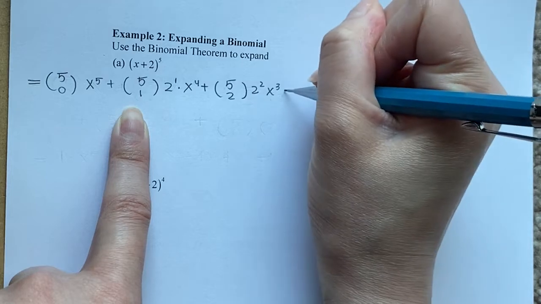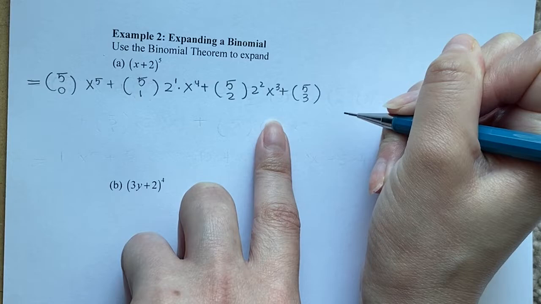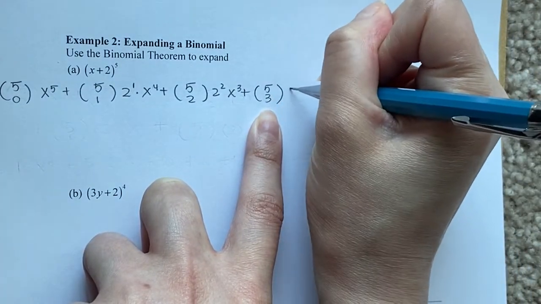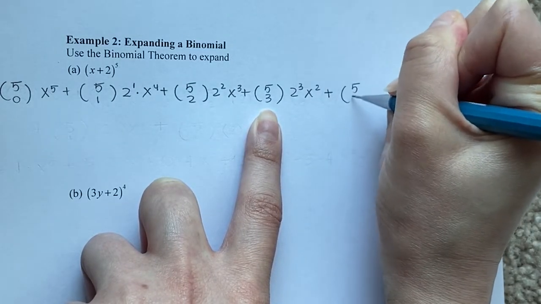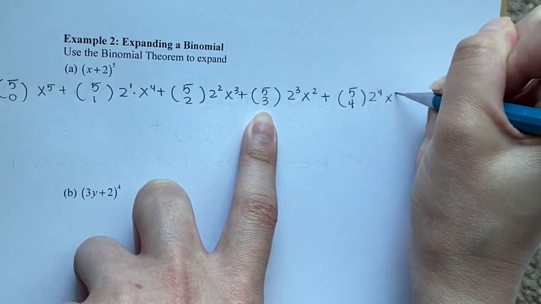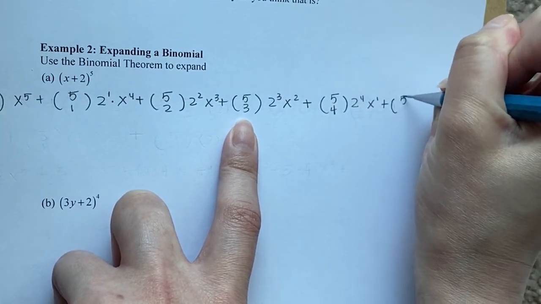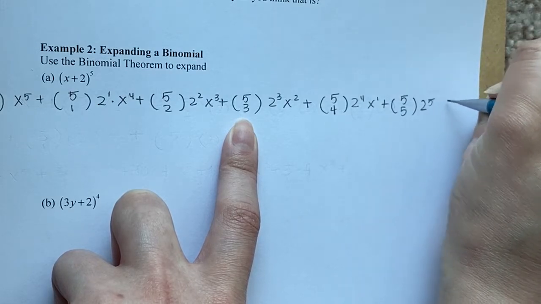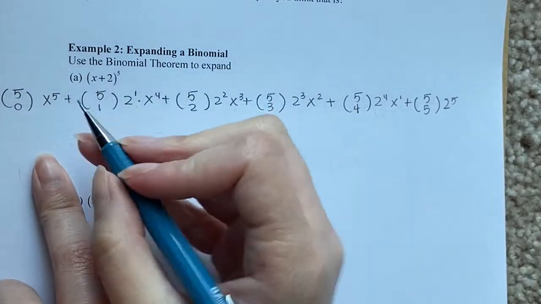We're going to see one pretty cool pattern in a second, once I finish writing this piece. So you have 5, 3, and then 2 to the power of 3, x to the power of 2, plus 5, 4, 2 to the power of 4, x to the power of 1. You can put the 1 or not, it's up to you. Plus 5, 5, 2 to the power of 5, x to the power of 0, so I don't need to write it because I know that it's a 1.